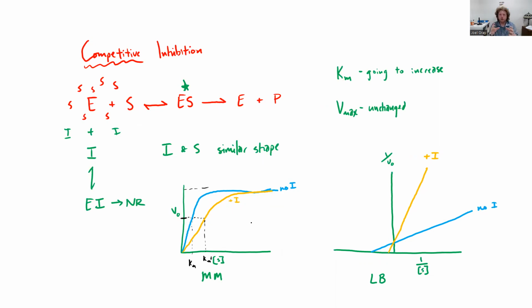A competitive inhibitor structurally looks very similar to the natural substrate, or at least a portion of it does, so that it can line up and interact with the active site of our enzyme.